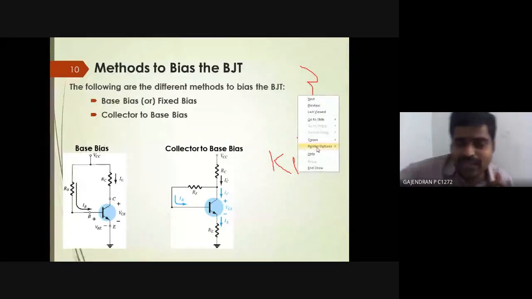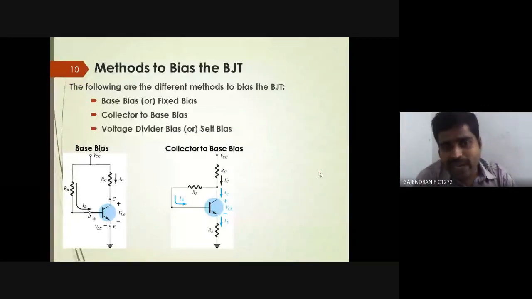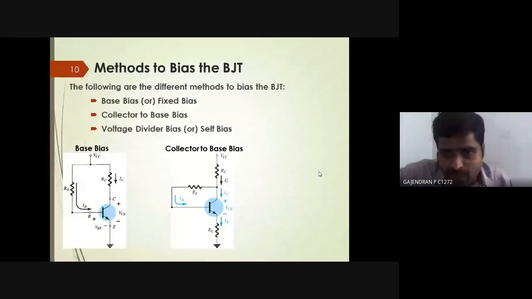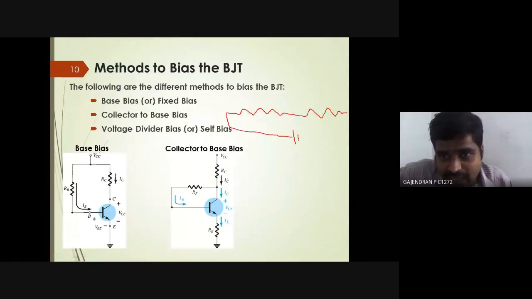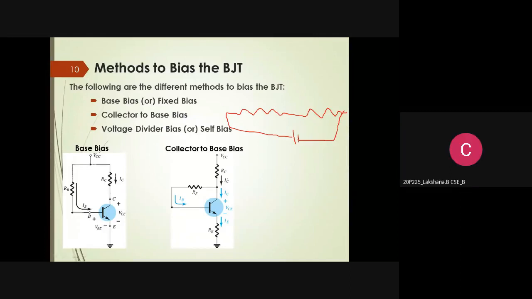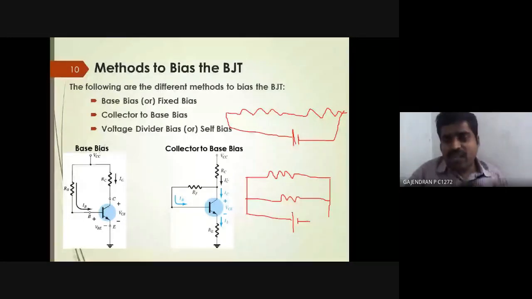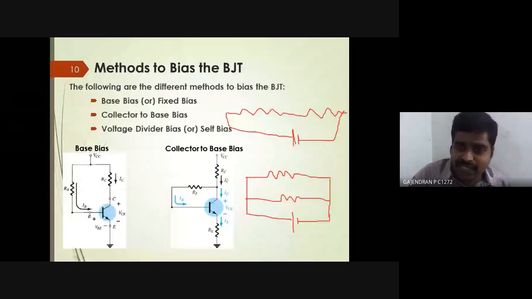Third one, voltage divider bias or self bias. Can anyone tell me? Let me draw two circuits in front of you. How are these resistors connected? Series. Very good. How are these circuits connected? Parallel. In which circuit will the voltage get divided across the resistors?